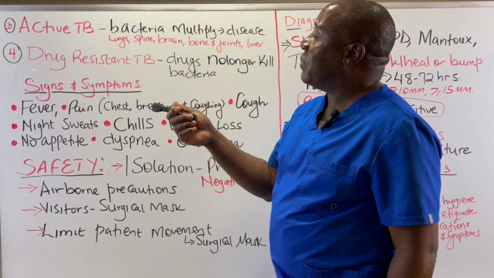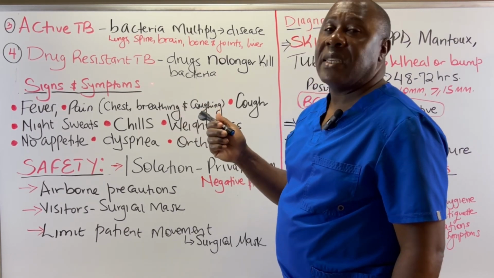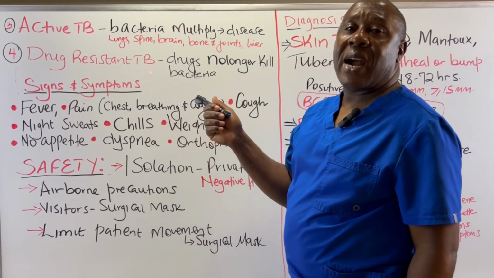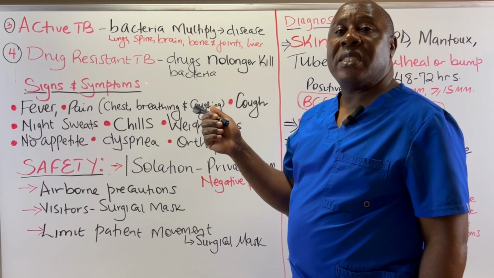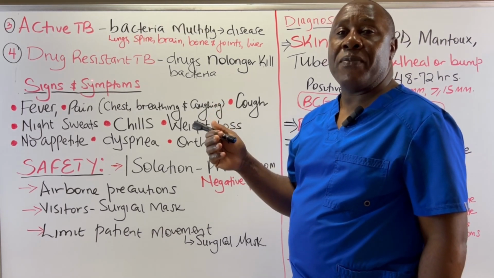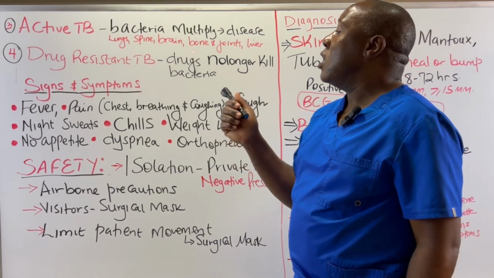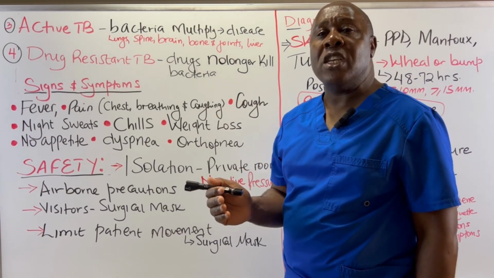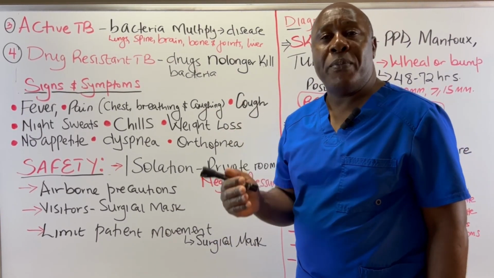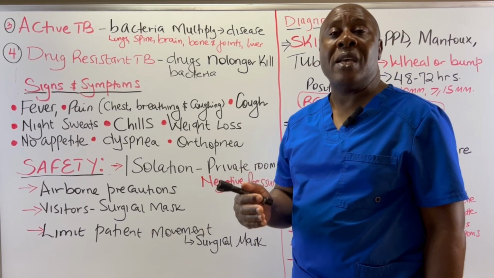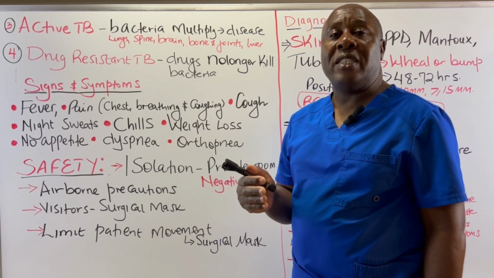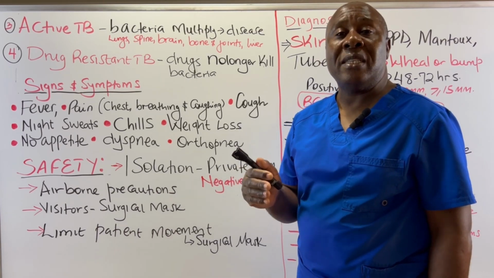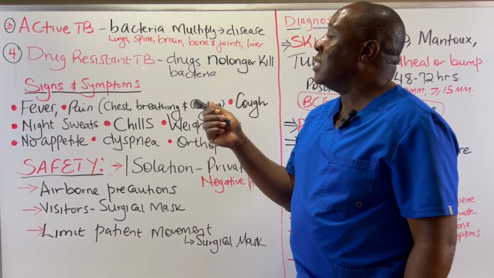The fourth classification is drug-resistant TB. Now, this is TB where the drugs can no longer kill the bacteria. These are drugs that once killed the bacteria, but now it has come to a stage whereby those drugs can no longer kill that bacteria. And this is normally due to a number of reasons. For example, when patients don't take the drugs or the antibiotics as prescribed, sometimes they take the antibiotics and when they feel better, they stop taking them. They don't complete the dose. This is dangerous because it can lead to drug-resistant TB.